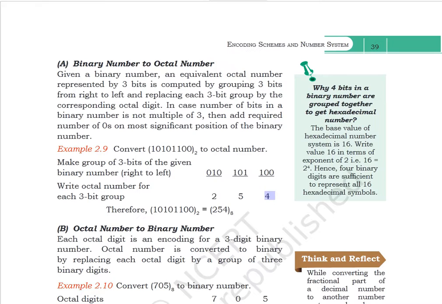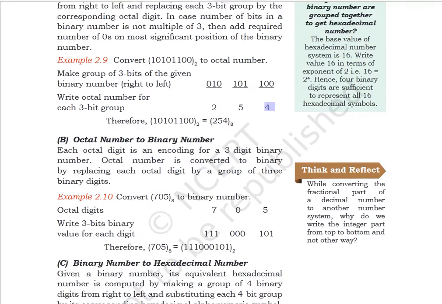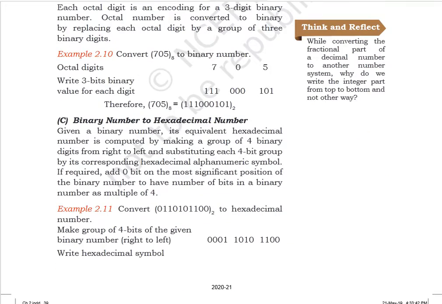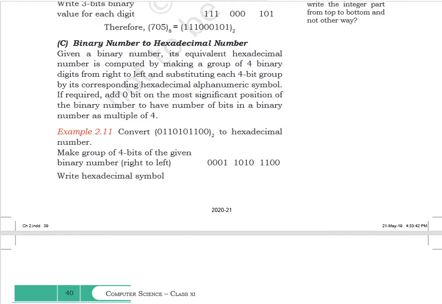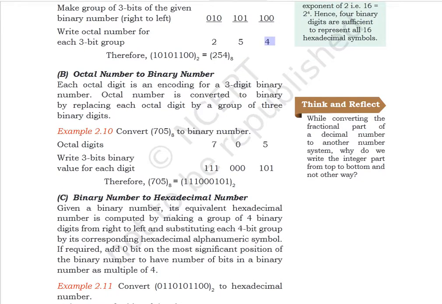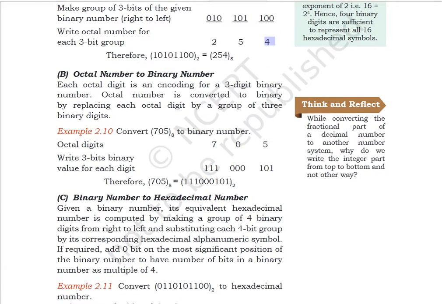Okay, I think it is clear how to convert a given binary number to its respective octal number with the help of grouping of 3 bits. In the same procedure, we can convert a binary number to a hexadecimal number. First we discussed this one, now we will discuss the hexadecimal one. So look here.